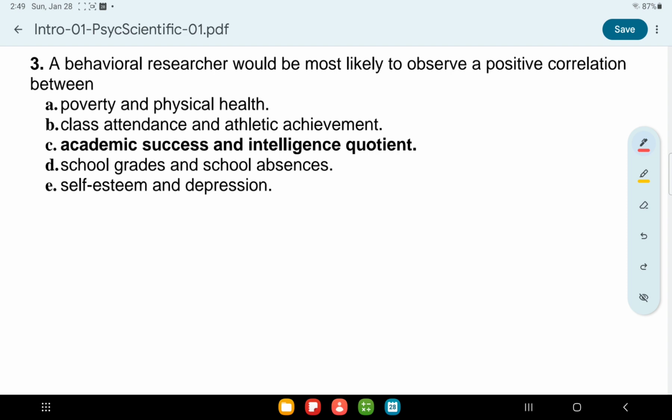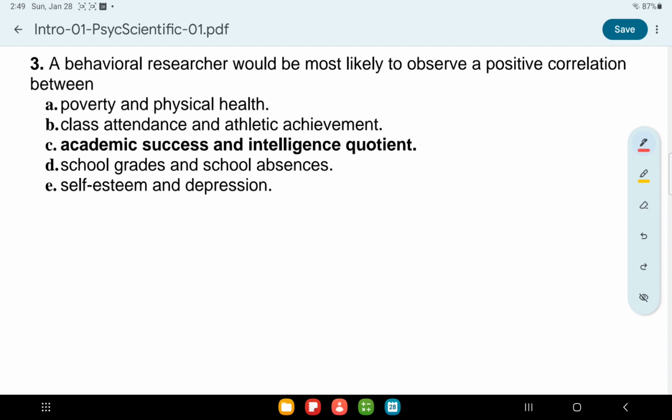Okay? Well, it's treating psychology as a scientific discipline. Okay. This question: a behavioral researcher would be most likely to observe a positive correlation between... So, to begin with, let's consider topics of behavior. When it comes to behavior, behavioral researchers look at behaviors. They look at how people think, how people feel, and how people act.